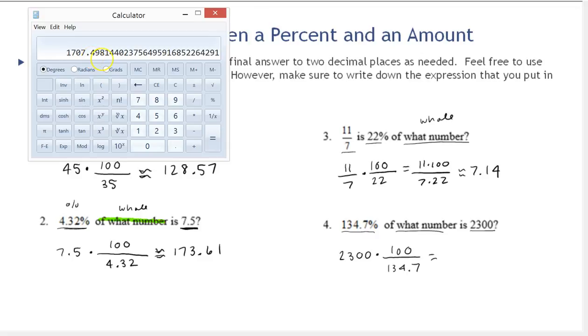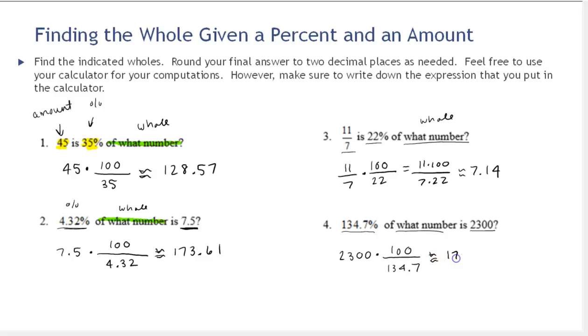1707.50. So I'm going to round up. So this is an 8, so I add 1 to the 9, which gives us 0.5. So 1707.5. And I'll put 0.50 just so I know I rounded to 2 decimal places. Okay. Again, notice this is less than 2300, and that makes sense because 2300 was 134.7%. It was more than 100% of the number we were looking for. So the number we were looking for, 1707, should be less than 2300.